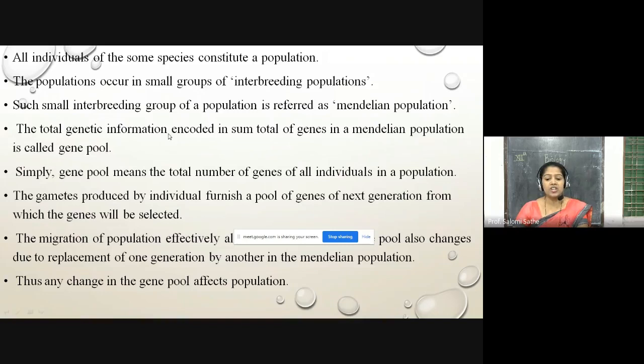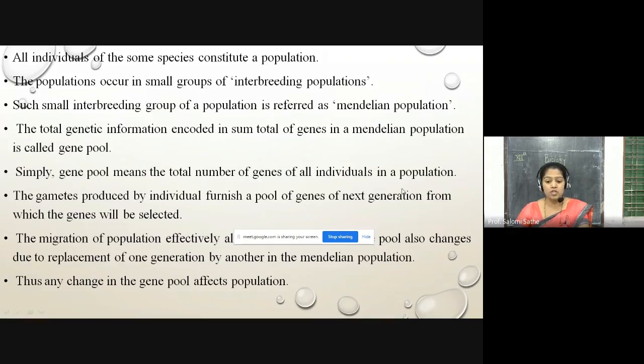Okay, the total genetic information encoded in the sum total of genes in a Mendelian population is called the gene pool. What is gene pool? Here the gene pool may be asked for the definition. Define the gene pool. The total genetic information encoded in the sum total of genes in a Mendelian population is called the gene pool. Simply, gene pool means the total number of genes of all individuals in the population.